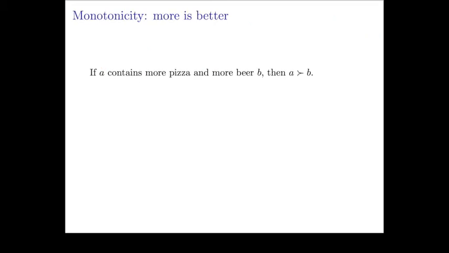Okay, the last preference assumption we're going to make is monotonicity. So this says more is better. So if A contains more pizza and more beer than B, remember these are bundles, A and B are bundles of pizza and beer, then you like A better than B. More is better. So suppose A is a bundle 2-1, so 2 pizzas and 1 beer, and B is a bundle 3-2, 3 pizzas and 2 beers, then you have to have B is better than A.